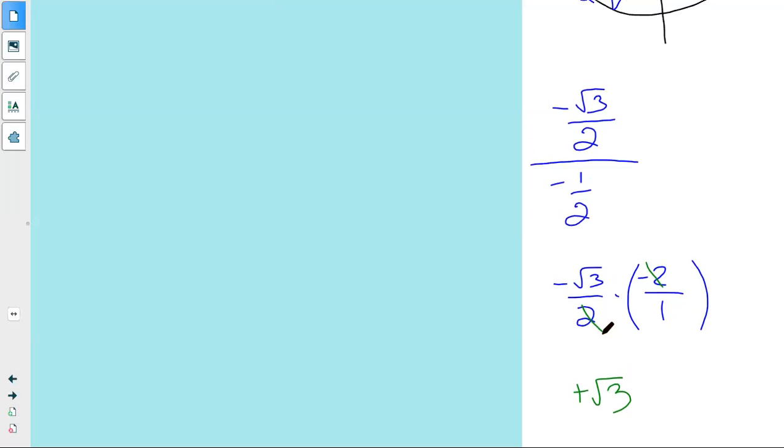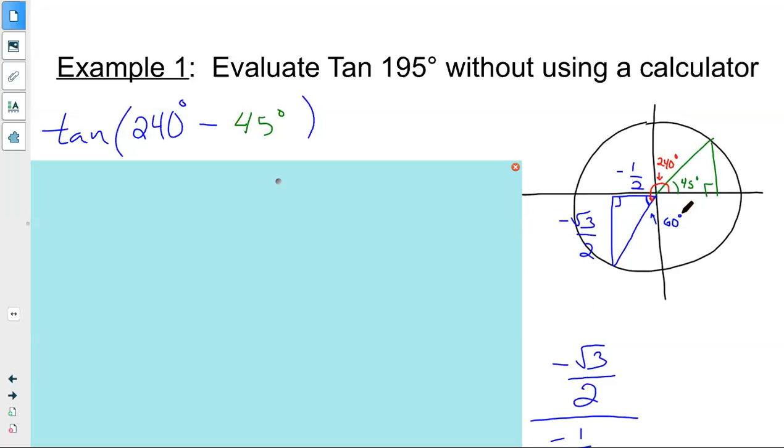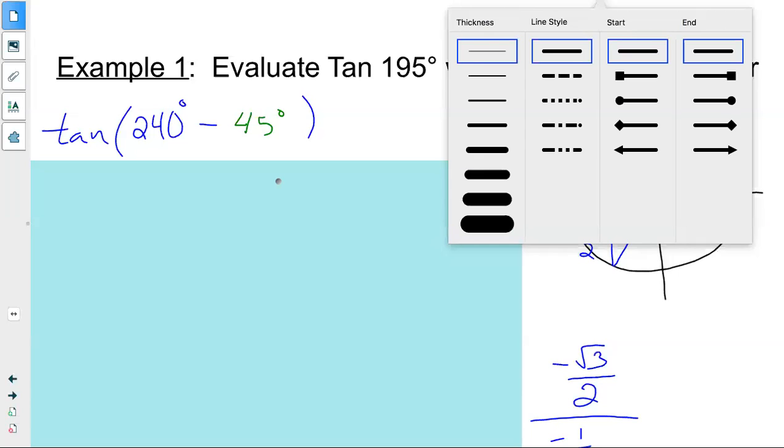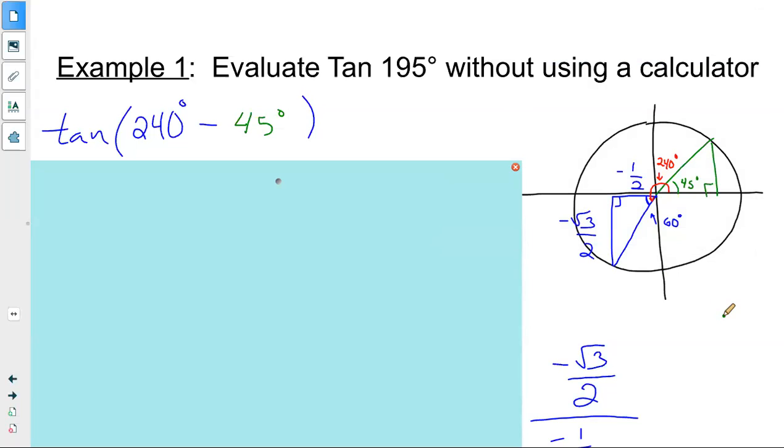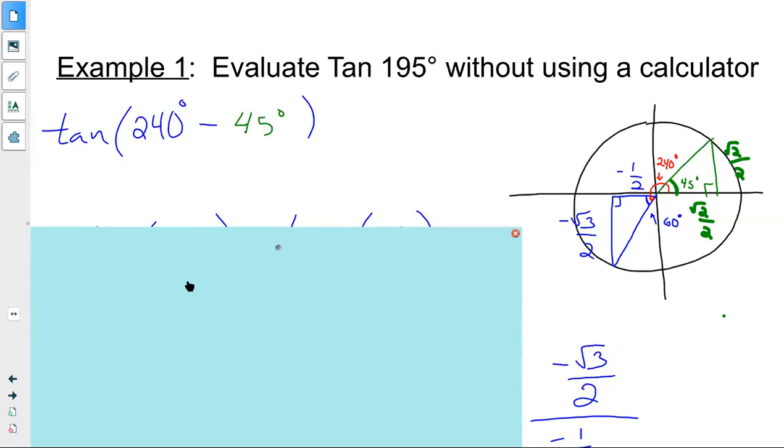So that's tangent 240, and then for the tangent of 45 degrees, remember 45, 45, 90 triangle should always give us root 2 over 2's. So the vertical leg here is root 2 over 2, and the horizontal leg is root 2 over 2. When I take the tangent of that 45-degree angle here, it's y over x, or opposite over adjacent, and root 2 over 2 divided by root 2 over 2 is going to produce a value of 1. Now that we have the tangent of 240 and 45 degrees, we can move into working on our formula here.